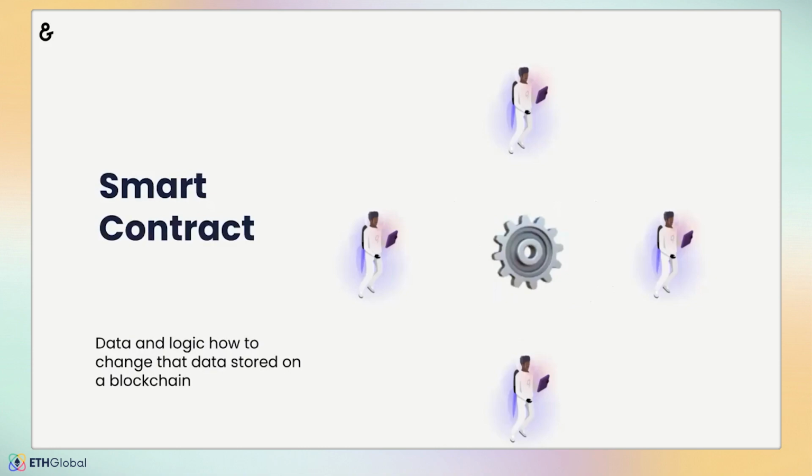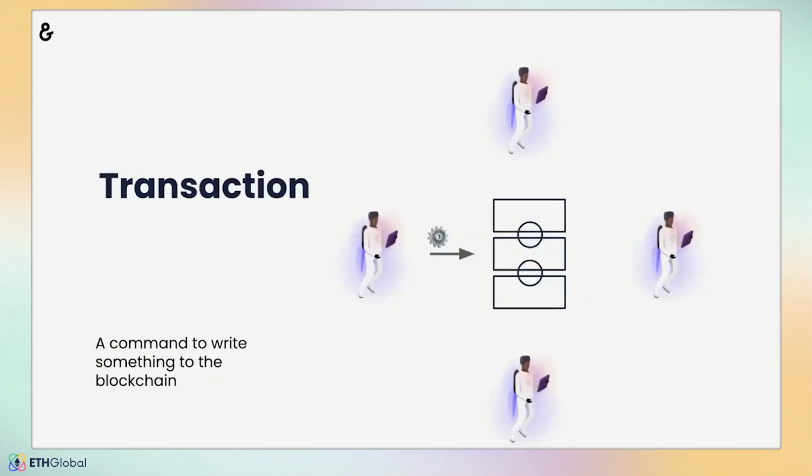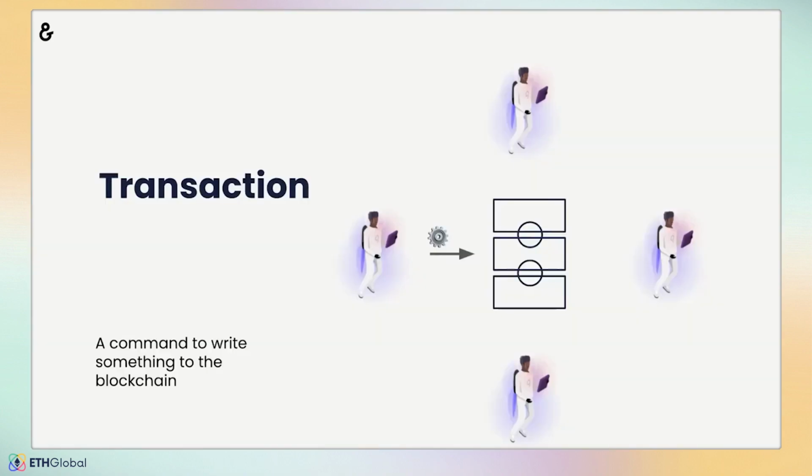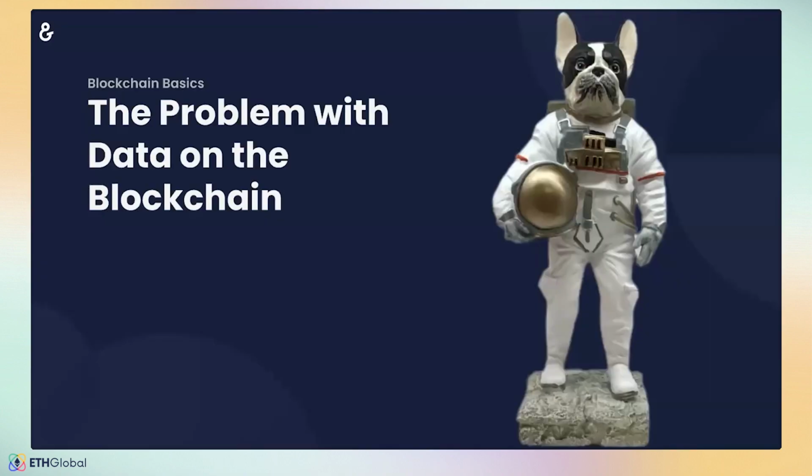And then the smart contract, as I said before, is the data and the logic, how to change the data that is stored on blockchain. And how does it work? If you want to change the data, you send a transaction to the blockchain, which is then distributed across all these copies. And you sign it cryptographically with your secret key or your wallet, so that everybody knows that this is a legit transaction. And then the transaction is included on the blockchain.